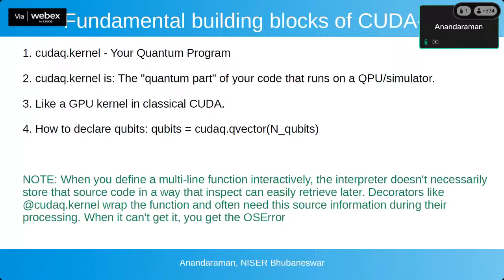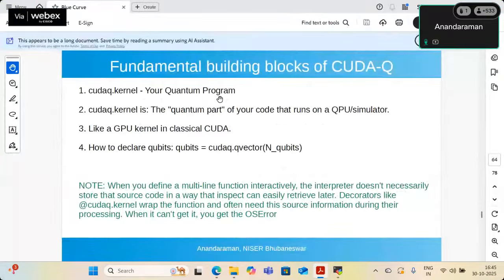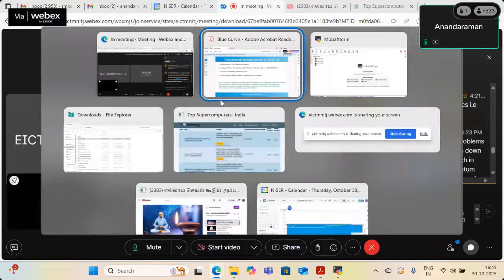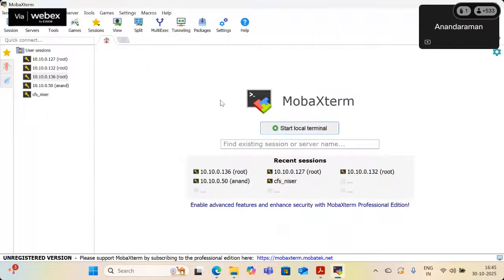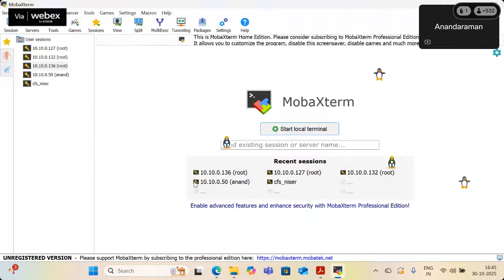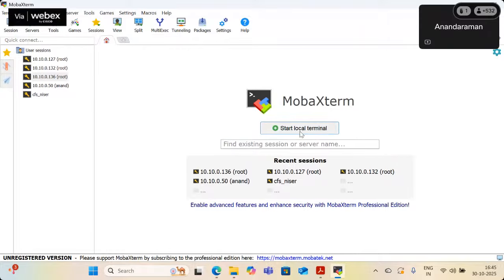Fundamental building blocks of CUDA-Q. So this is a CUDA-Q kernel. Better I will go to the system. We'll just run and show you.